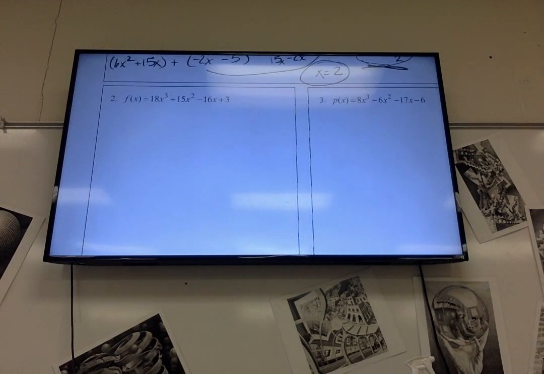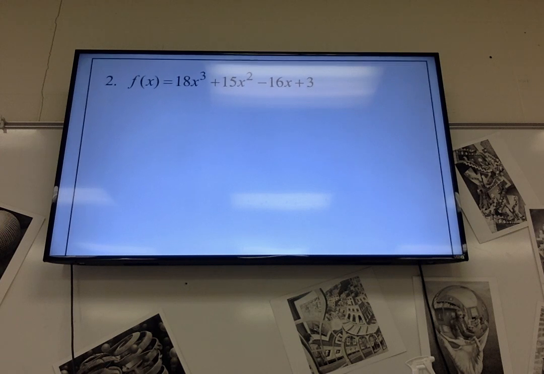Okay, so we're first supposed to list all the possible rational roots. Start with the factors of 3, which are just 1 and 3. But 18 has a bunch: 1, 2, 3, 6, 9, and 18.